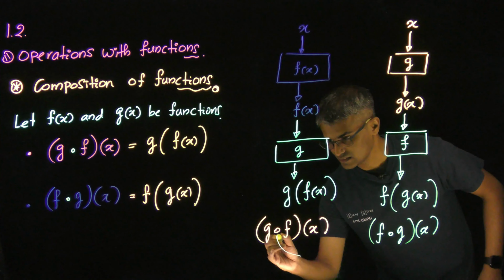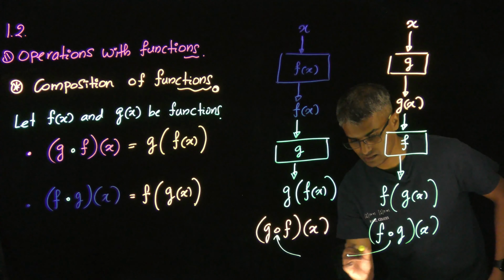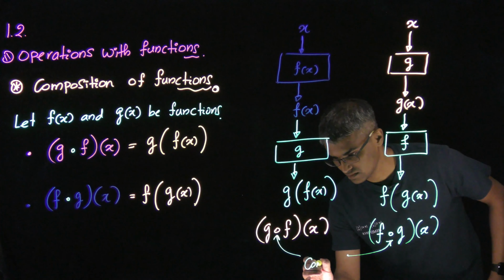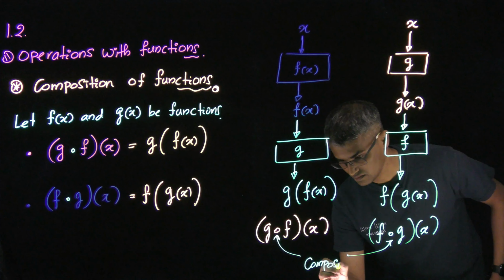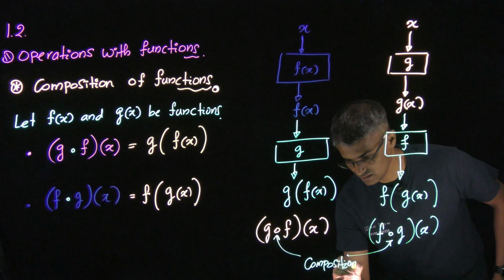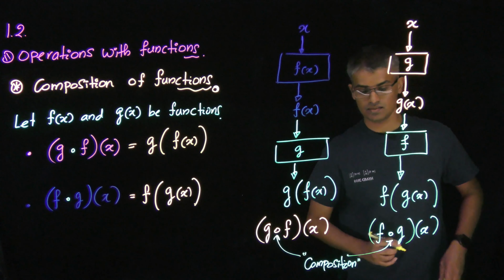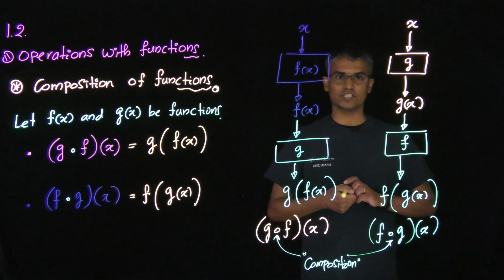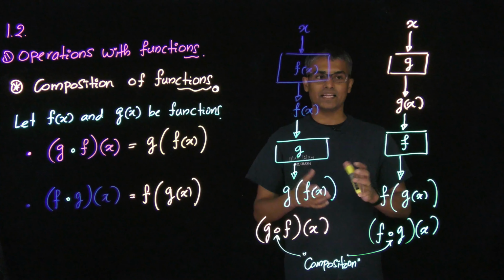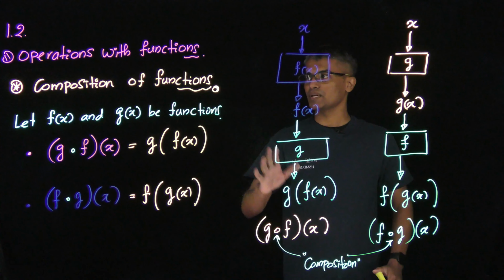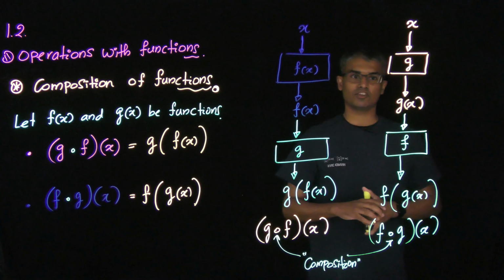So this symbol means composition. That is the notation for composition. So next we are going to consider an example that involves composition of two functions.